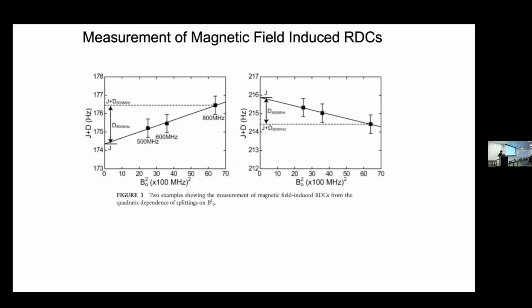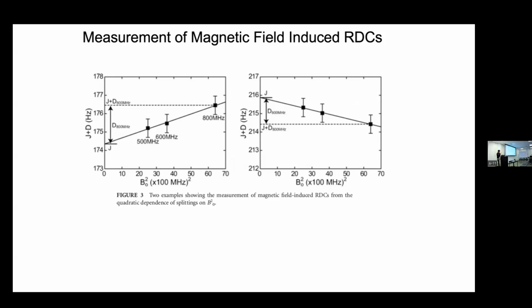But as I mentioned, there is a way to measure magnetic field-induced RDCs. If you take a nucleic acid that's long enough and you put it in a magnetic field, it will spontaneously align. And as we discussed last time in class, the alignment level, and therefore the observed RDCs, depends quadratically on the field's strength. So you double the field, you get 4 times more alignment and 4 times greater RDCs.